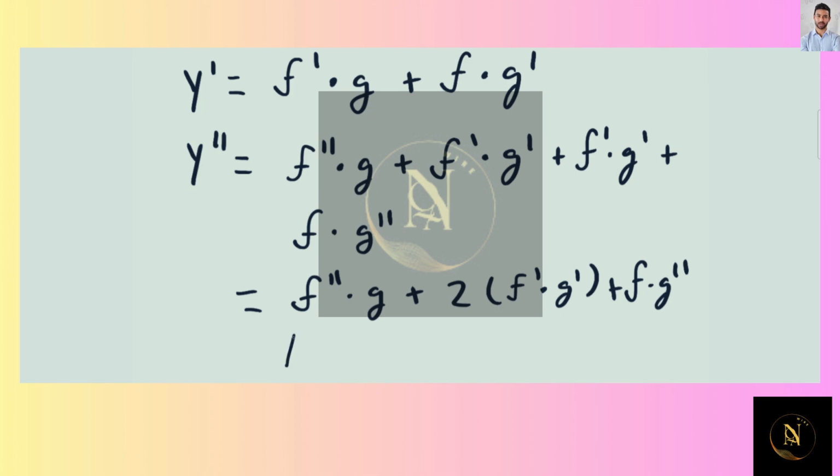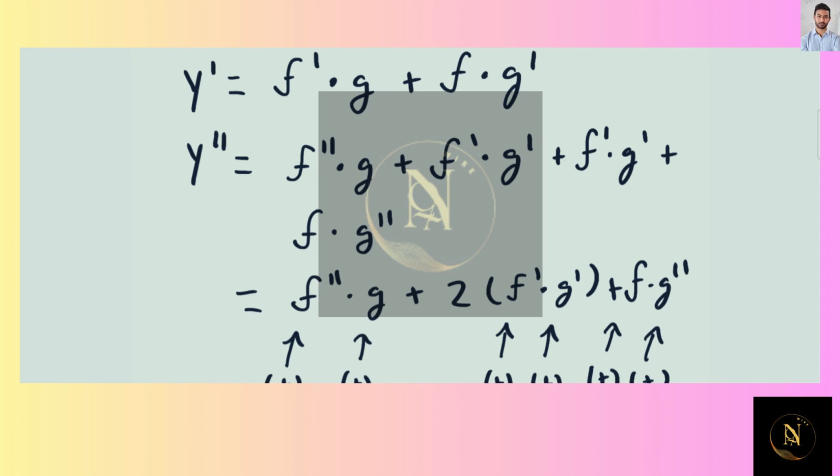And so we know that f double prime and g double prime are both positive, since we're told that both of these functions are concave up, which means their second derivative is positive. We know that g and f are also positive, since we're told that both of these functions are positive on this interval. And then we also know that f prime and g prime are positive as well, since f and g are both increasing on this interval.